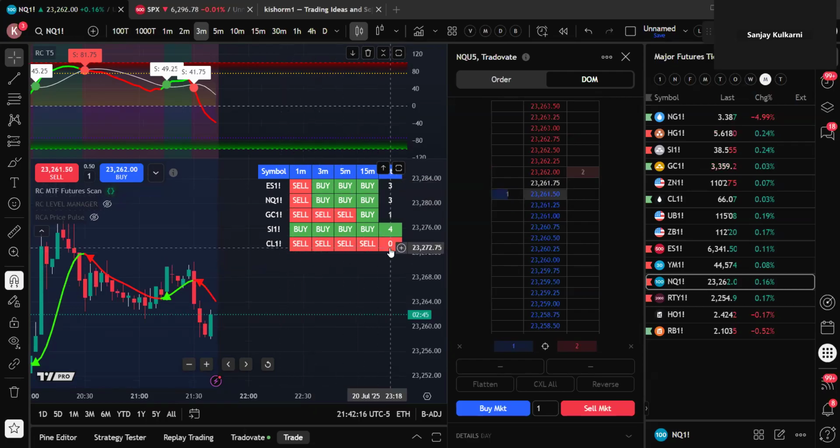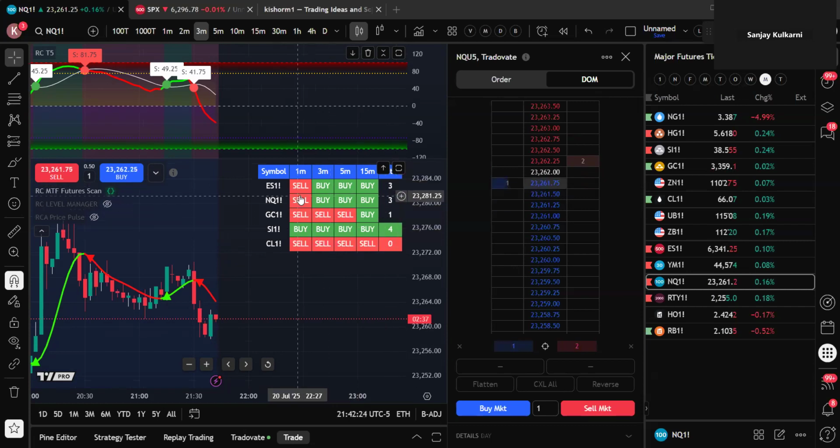Now, crude oil is mainly for short, and then ES and NQ are looking good for long. Silver is looking good for long. GC went down, but because overall metals are bullish, it will bounce back.